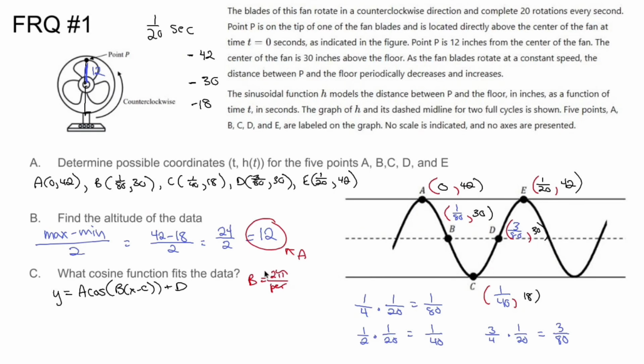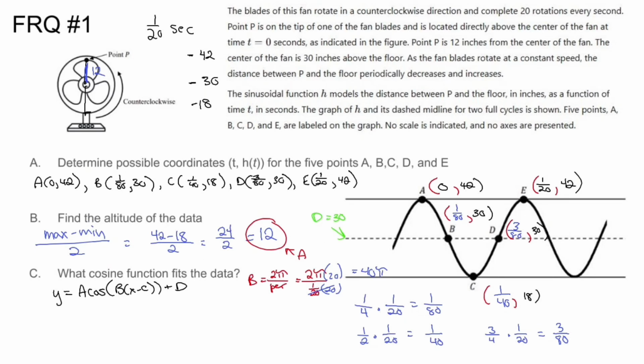My period is how long it takes to complete a full cycle, which I wrote up here is 1/20th of a second. So this is going to be 2 pi over 1/20th. Now what I'm going to do is multiply the top and the bottom by 20. That way that kills these guys out. And 2 pi times 20 is going to be 40 pi. So that's going to be my B. My midline is right there given to me. It even tells me that the dashed line is the midline. So my midline, D, is going to be 30.